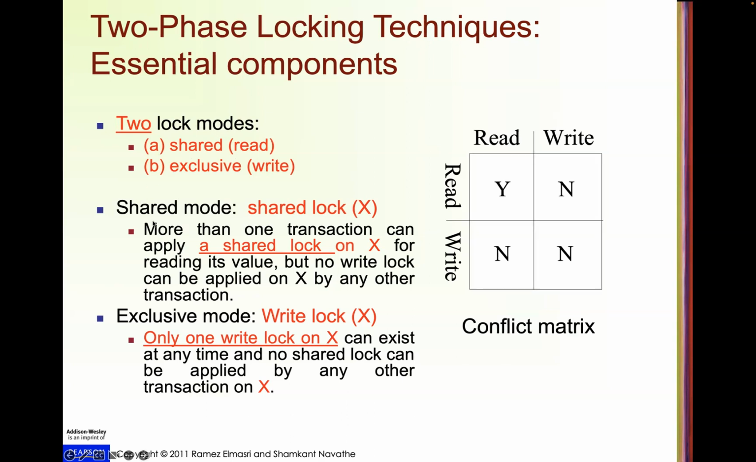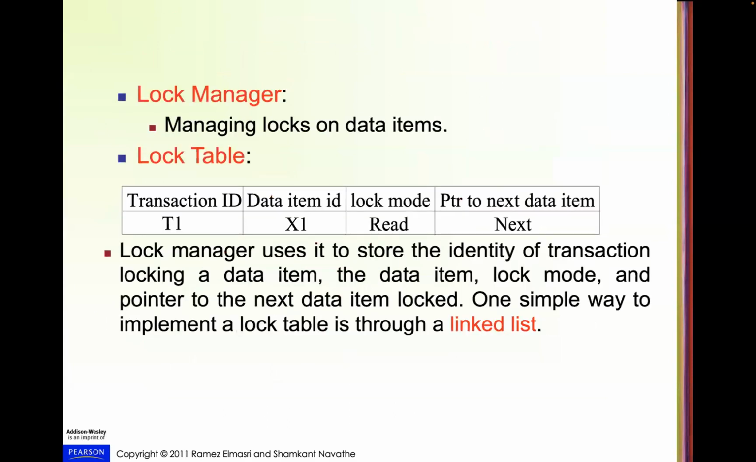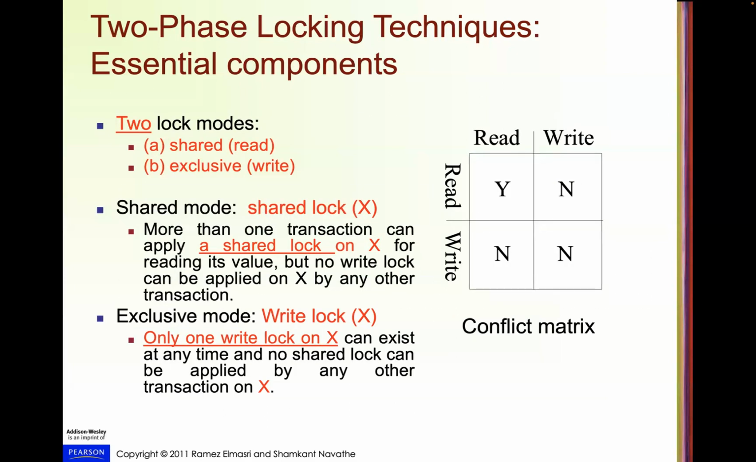Now let us read more about the shared mode. In the shared mode, we use a shared lock where more than one transaction can apply for a shared lock on X for reading its value only, but no write lock can be applied on X by any other transaction. It means that if you're trying to read data item X and your friend also wants to read data item X, you can have a shared lock so that other transactions don't change the value of X while you're reading, and then you both can keep on reading.